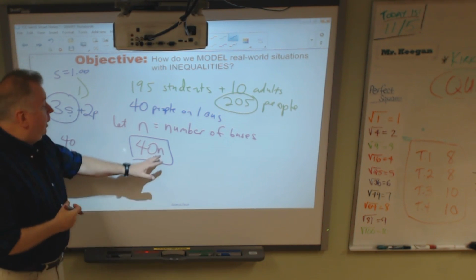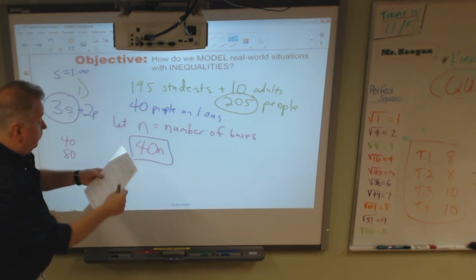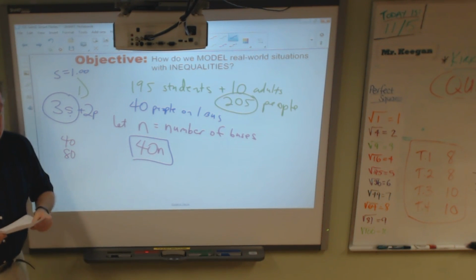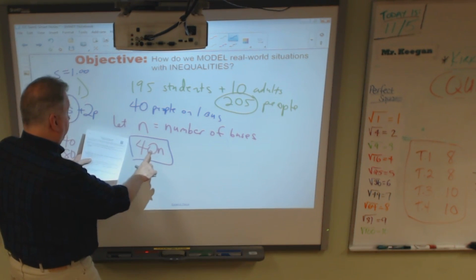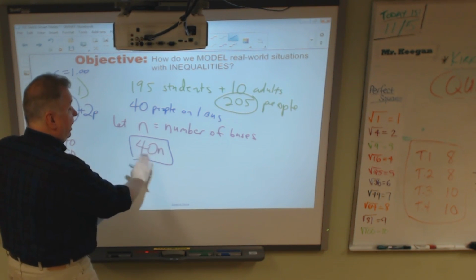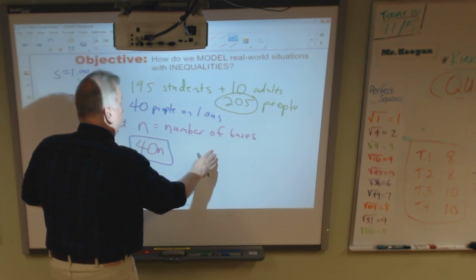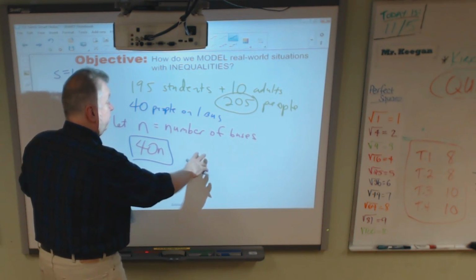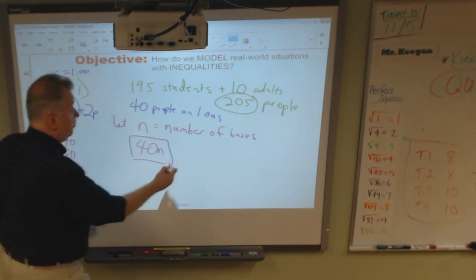I'm on number 2. Hold on, we didn't get to number 2 yet. We're still on number 1. So it says, write and solve an inequality that models this problem. This is how many people can fit on n buses. We need the people who fit on the bus to be less than, or less than or equal to, what number? How many people are going?